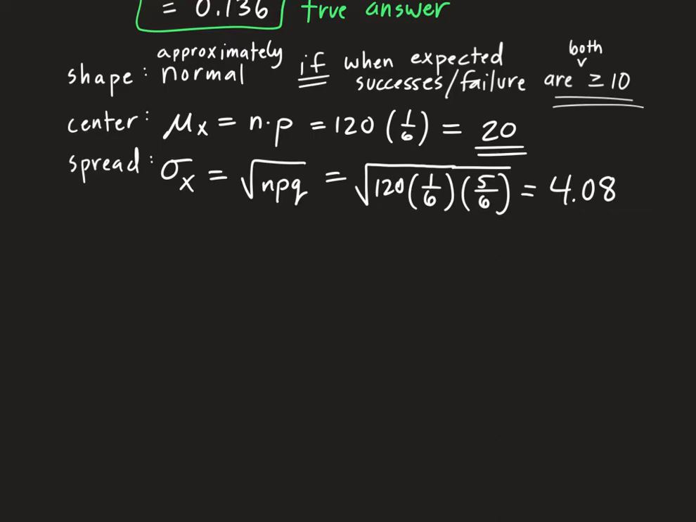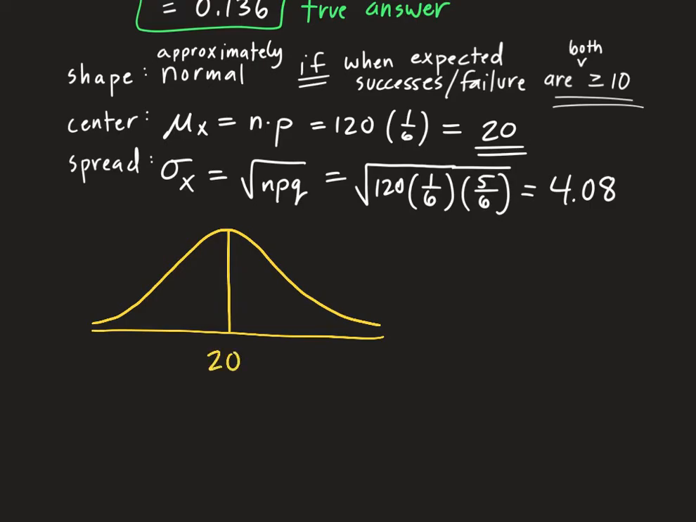This approximation is an approximately normal curve. You know it's not perfect because the histogram of number of sixes rolled would be a jagged histogram, not a smooth curve, because it's discrete. But we're approximating it with this. It should be centered at 20. This would be 24.08, and this would be 28.16, just adding 4.08 with each step.